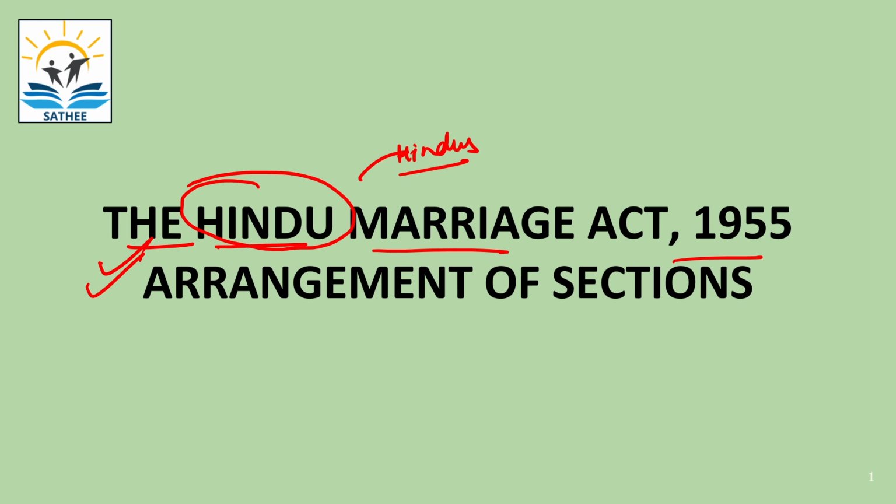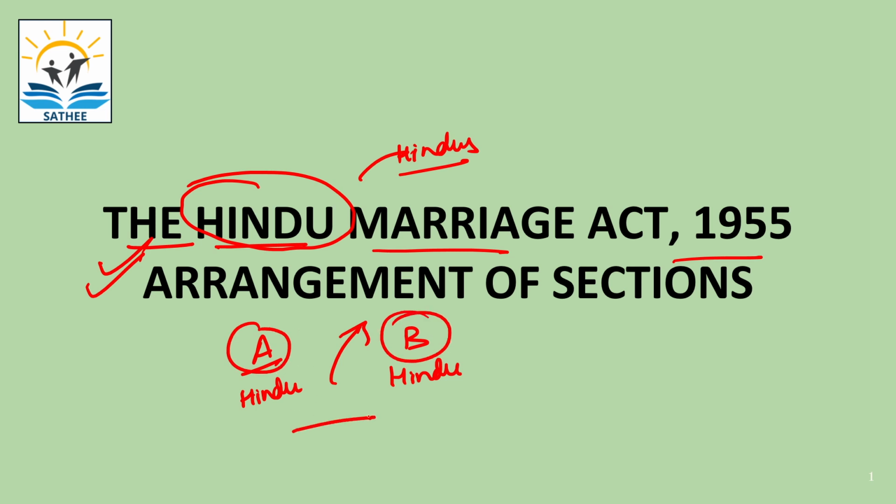So even if you're getting married, for example, if there is one person A and the other person is B, A by virtue of religion is a Hindu and B also is a Hindu, then by default this legislation is going to be applicable over both persons A and B. So their marriage will be solemnized according to the rules mentioned under the Hindu Marriage Act of 1955.